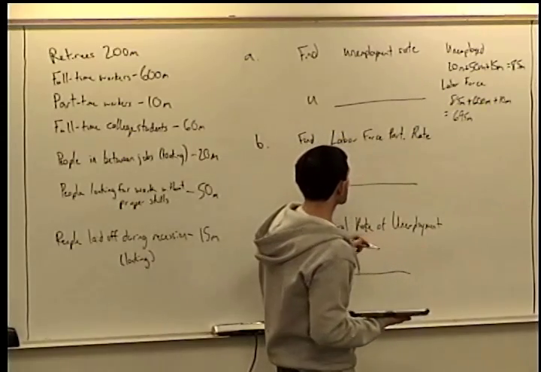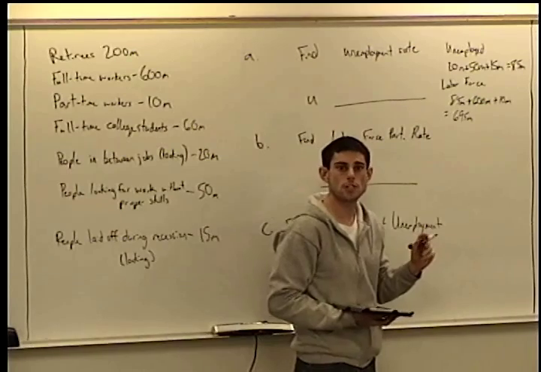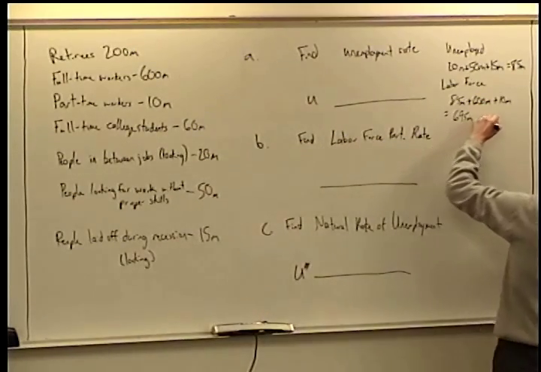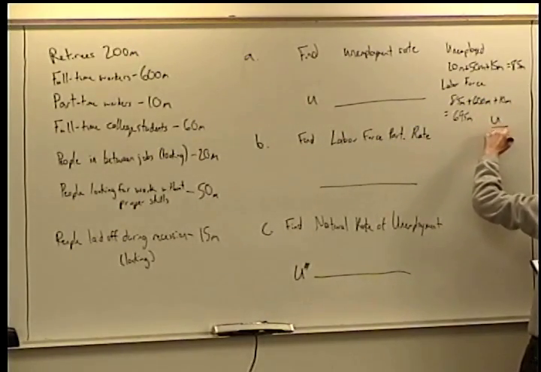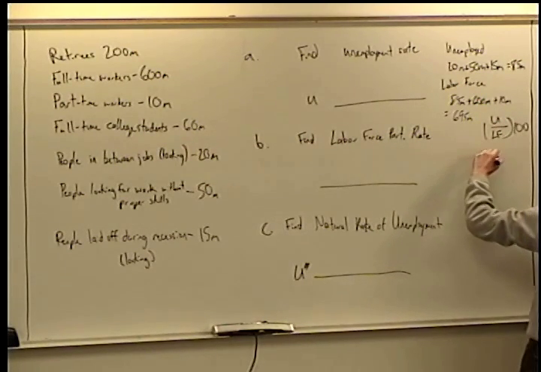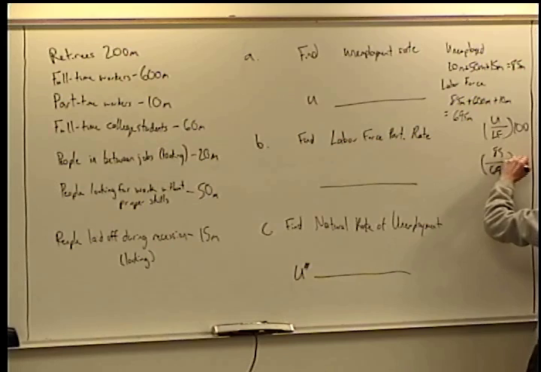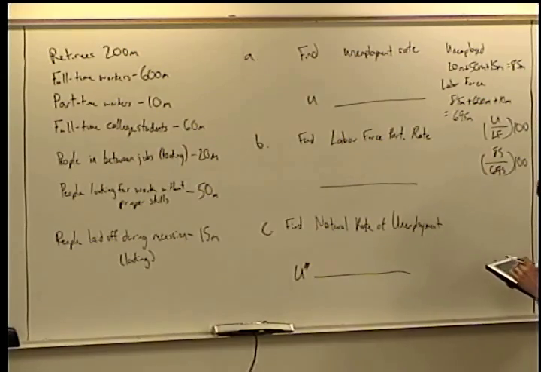And to find the unemployment rate, we take the number of people who are unemployed divided by the labor force times 100. So we take unemployed over the labor force times 100. That's going to be equal to 85 over 695 times 100. And if you calculate that, you should come up with 12.2%.